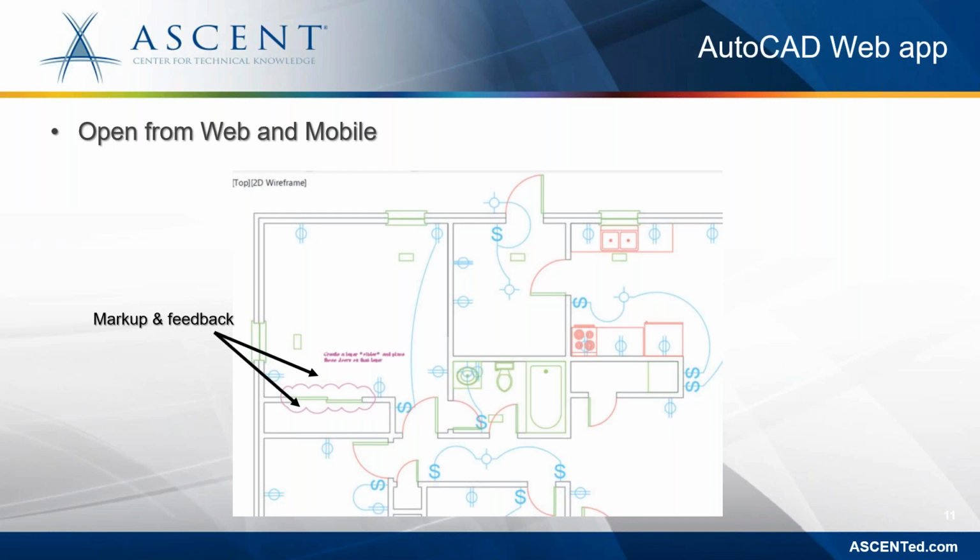That open from web and mobile tool is available in the quick access toolbar of our desktop version of the software. You can click on that, it opens, and then it goes to your cloud-based folder and opens that drawing from there. So that's how you see it on your screen, along with all the markups and the feedback that has been provided. It shows all those things, and then you can make the changes accordingly.